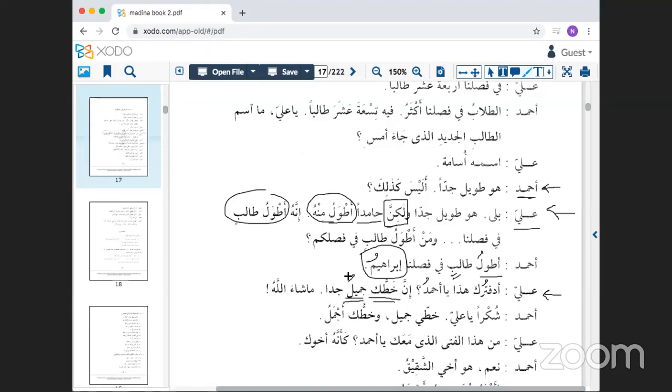Khabar inna, marfu. By now, the author of the book is expecting you to know all this, and that's the reason why he didn't put dhammas on the word jamil. He knew that you would know that by now, so you read it correctly. Inna khattaka jamilun jiddan.